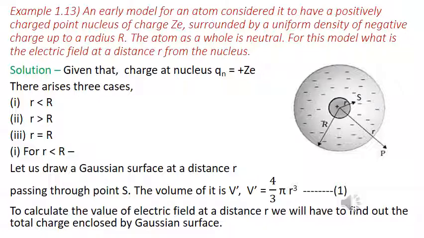let us draw the Gaussian surface at a distance r around the nucleus through point S. We can write the volume of that sphere V dash is equal to 4 by 3 pi r cube. To calculate the electric field at a distance r, we will have to find out the total charge through this Gaussian surface.